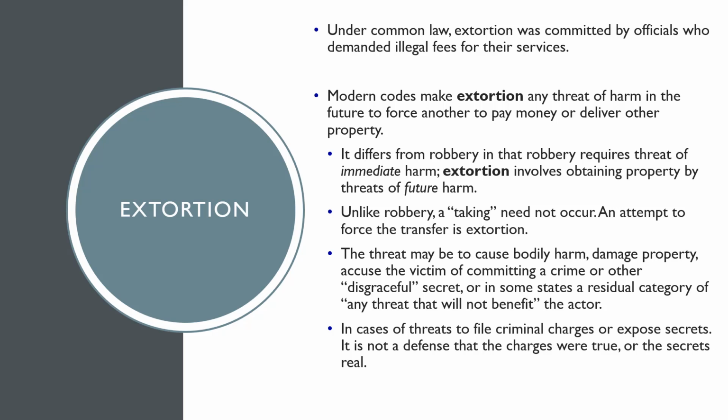This disgraceful secret goes to how society categorizes people, how society shames people. So in the past, one of the things that you could accuse someone of, believe it or not, was if you accused a woman of being unchaste. In other words, if the woman had been having sex, that would be a disgraceful secret that you could threaten and extort something from them. Another classic example is accusing someone of being gay.